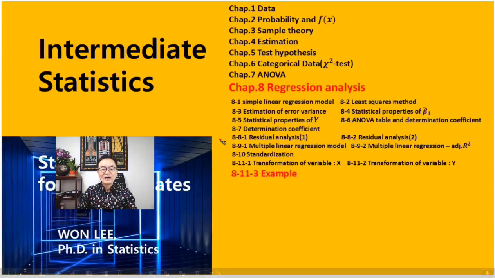I'm Won-Lee. I have been explaining about transformation of variable x and transformation of variable y. Today, I'm going to take a simple example for transformation of y. Let's see.